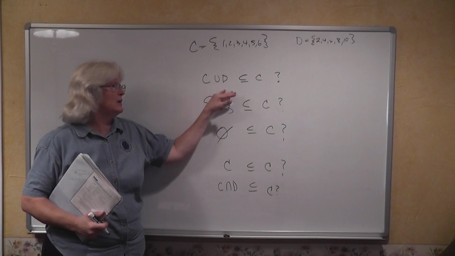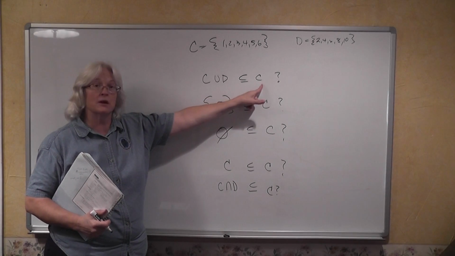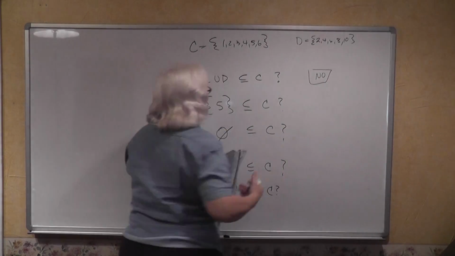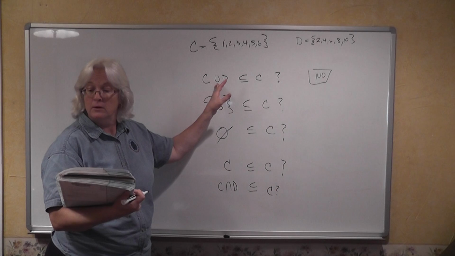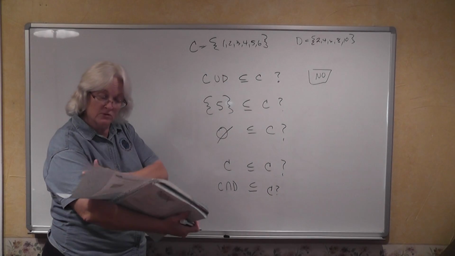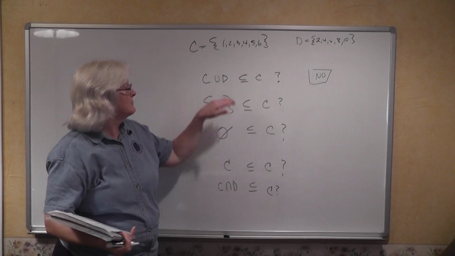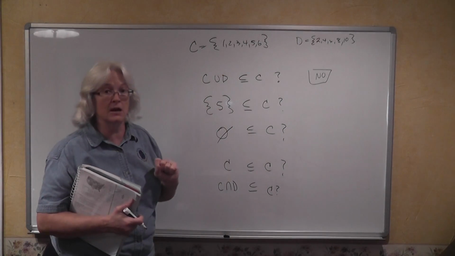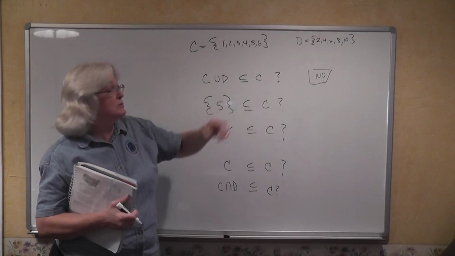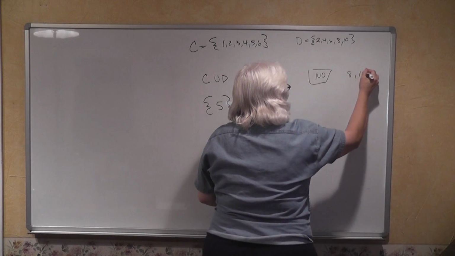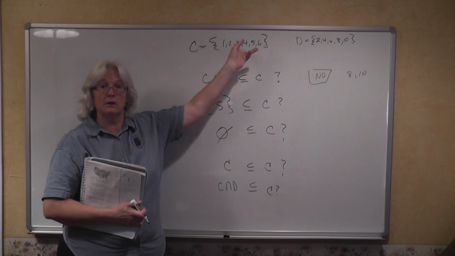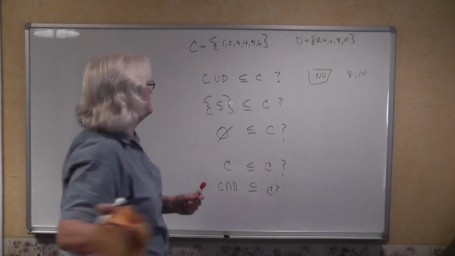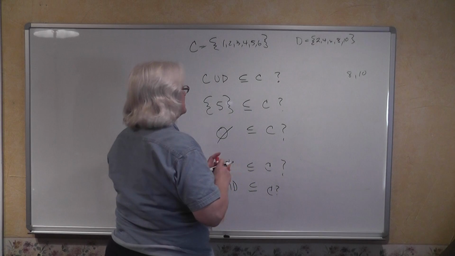Is C union D a subset of set C? No. Why not? What does C union D mean? Let's see if I wrote this wrong. D: 2, 4, 6, 8, 10. Union means that you have to take every element from the first set, and every element from the second set. No, it's not a part of C, because when you combine those two together, you have 8 and 10 that are not contained in set C. So, our first example here, C union D, is not a subset.